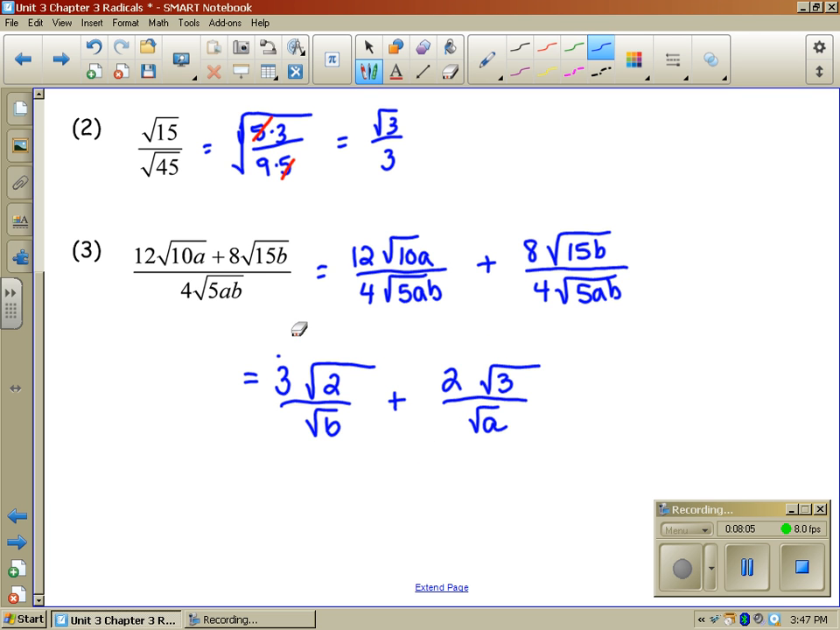And we're going to talk about rationalizing denominators next. But again, keep in mind that this isn't simplified because we're going to rationalize the denominator and get the radical out of the denominator. Next page.